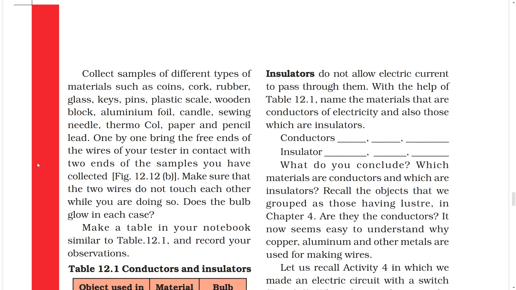With the help of the table, name the materials that are conductors of electricity and also those which are insulators. Conductors: ___. Insulators: ___. Do this and comment this. What do you conclude? Which materials are conductors and which are insulators? Recall the objects that we grouped as those having luster in Chapter 4. Are they the conductors? It now seems easy to understand why copper, aluminium, and other metals are used for making wires.